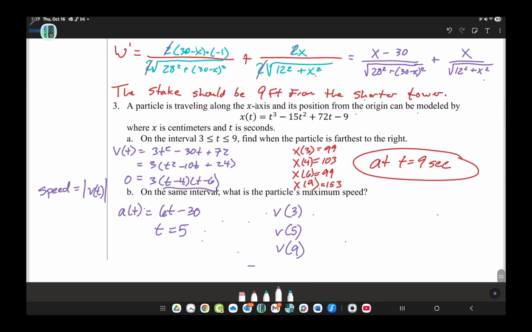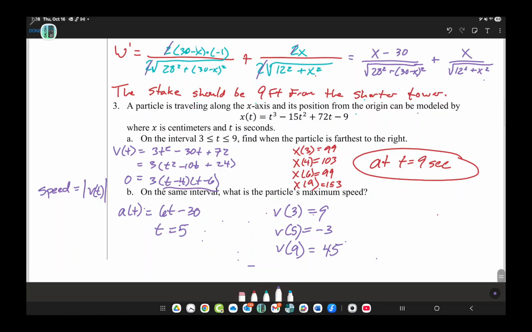3 minus 4 is negative 1. 3 minus 6 is negative 3. So negative 1 times negative 3 gives me 3. And then times 3 gives me 9. 5 would give me 1 times negative 1 times 3, which is negative 3. And 9 would give me 5 times 3, which is 15, times 3, which is 45.